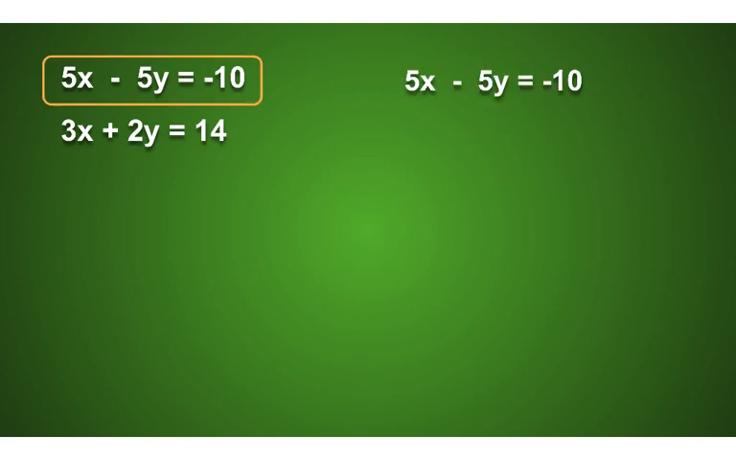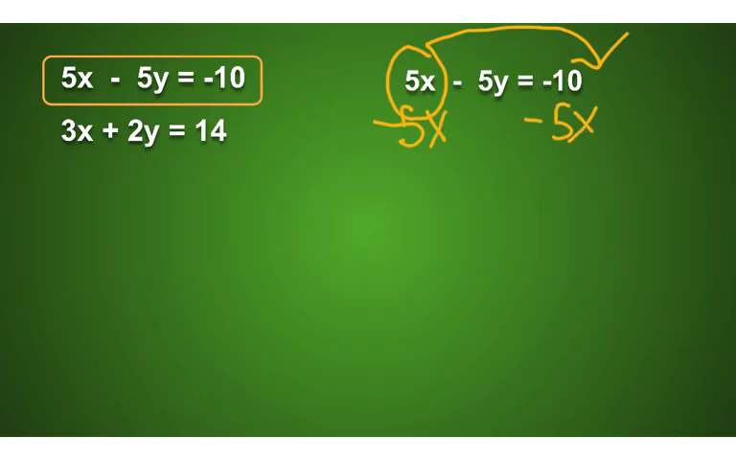So the first thing we want to do is move this 5x to the other side. In order to do that, I have to do the inverse operation of 5x. I do something on one side, I'm going to do it to the other. I'm left with negative 5y equals negative 10 minus 5x, and those are unlike terms, so I can't even combine them, so I'm just going to write them next to each other.